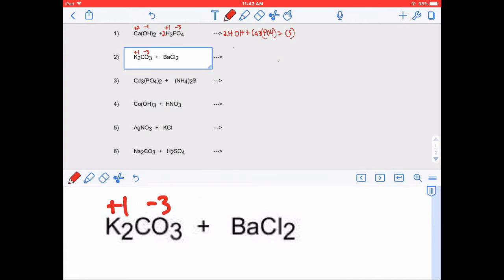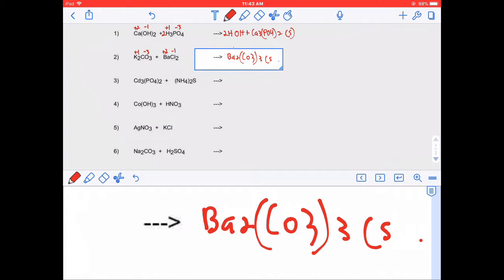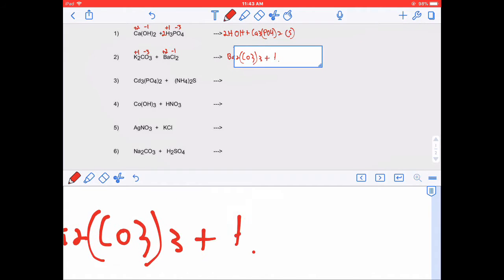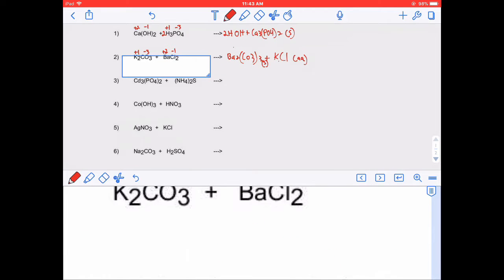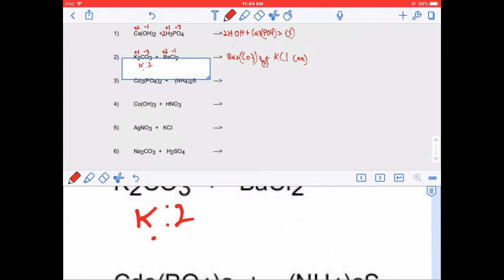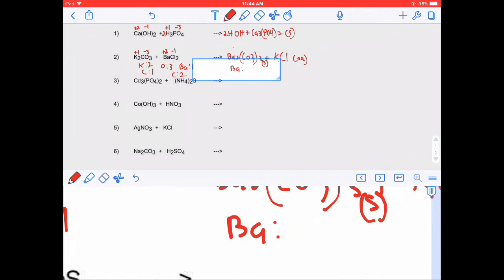Over here, I am also taking the charges out of each. When the charges cancel out, I don't have to write anything. But when the charges don't cancel out, I have to switch them. So you see for this one also, the KCl has an AQ and the other one has an S, because the AQ means that the KCl is soluble. The BaCO3 is not soluble when they come together according to the chart. So that's why it has an S behind it.